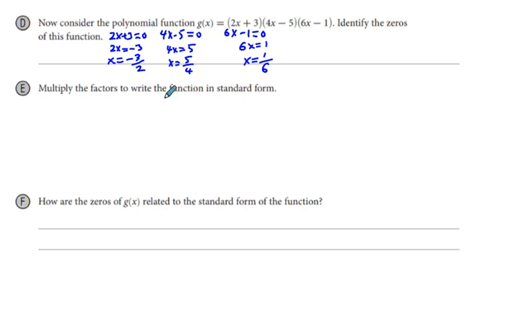Next, multiply factors to write the function in standard form. Well, again, similar to the way we did for that earlier problem, on this one I'm going to start from the left. I think it might be more logical that way. So we have 2x plus 3, and over here we have 4x minus 5. And we just start multiplying these together.